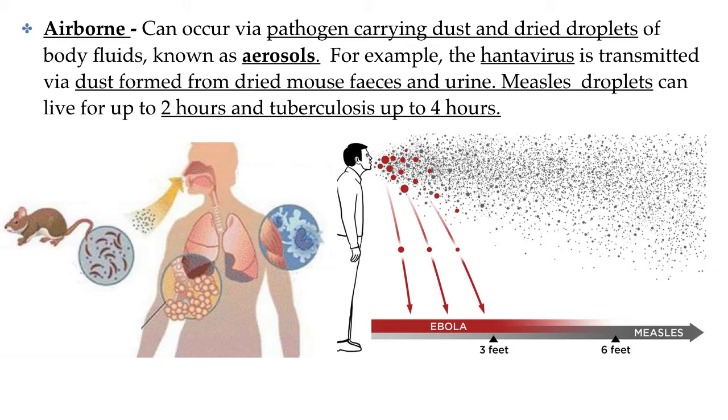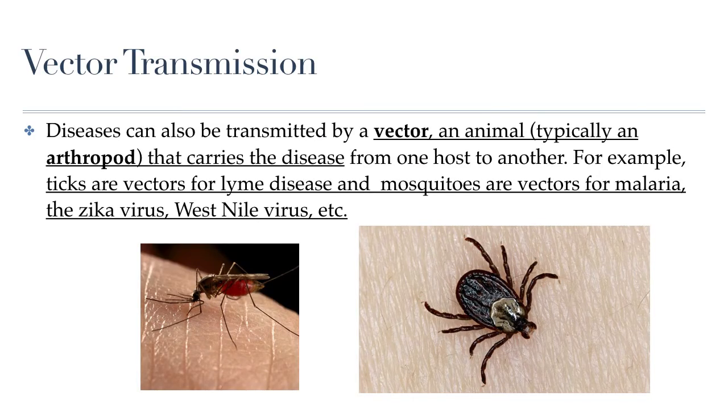So that's vehicle transmission, and the next is something called vector transmission. Now, you may have heard the word vector before. This has nothing to do with math or physics. In this particular case, a vector is an animal, typically an insect or some other type of arthropod, that can transmit disease from one person to another. The key with the vector transmission here is that the vector itself does not get sick from the pathogen.